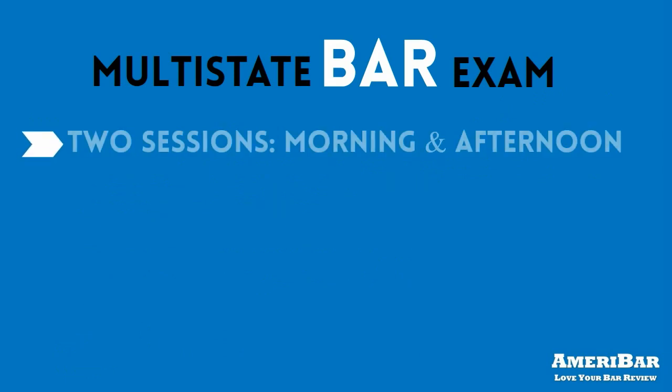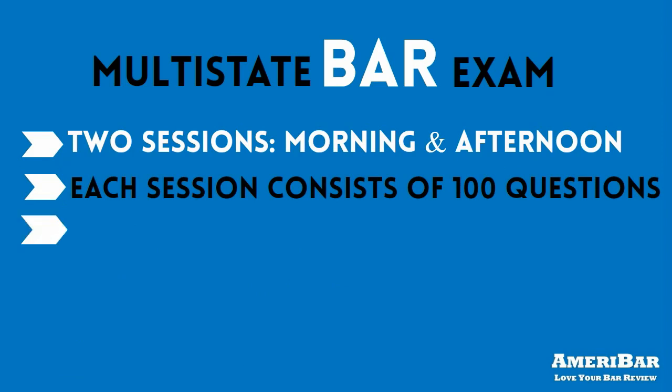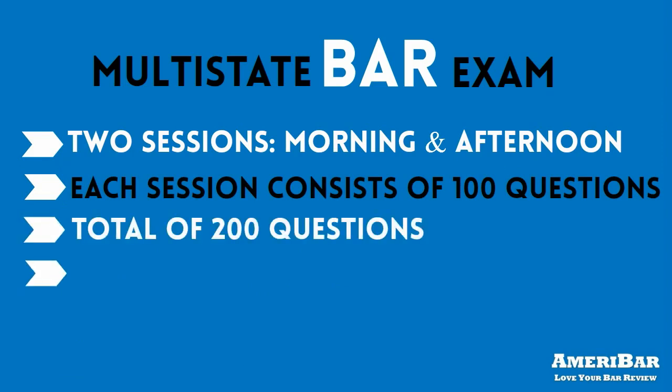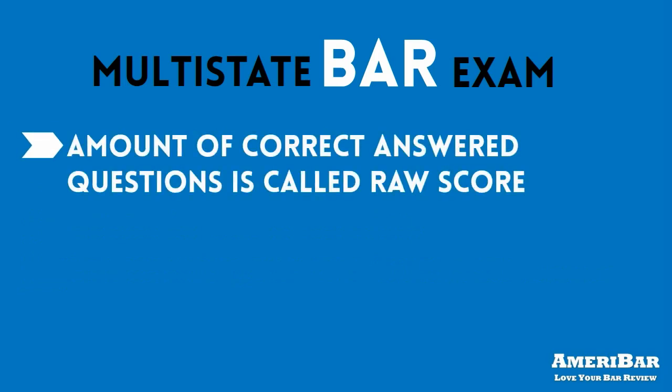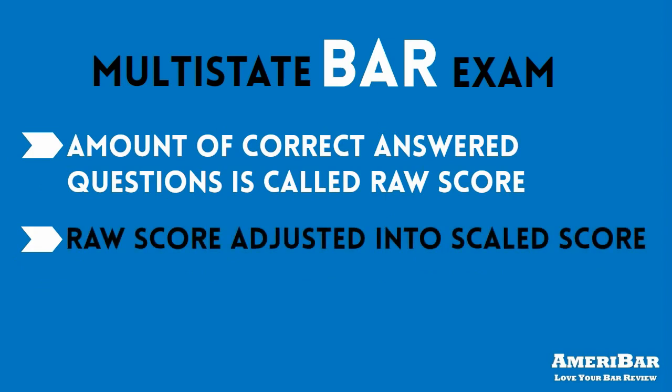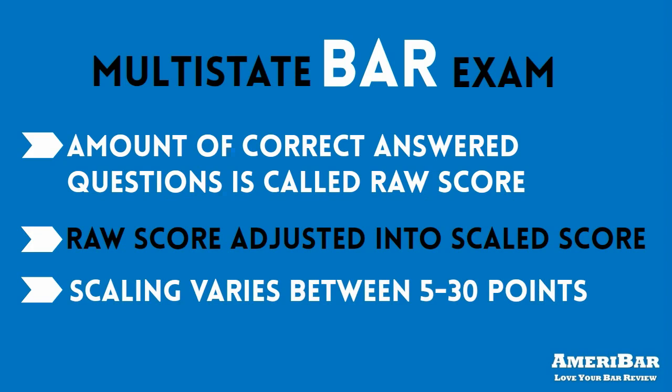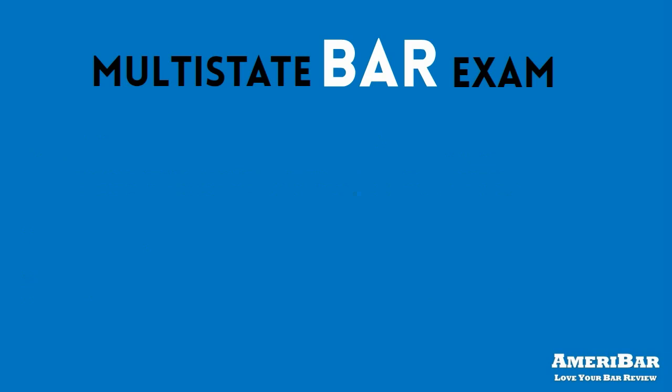The MBE is split into 2 sessions, morning and afternoon. Each session consists of 100 questions, for a total of 200 questions. Of the 200 questions, 175 questions count toward your MBE score. The amount of questions you answer correctly is called your raw score. Your raw score is then adjusted into a scaled score. Scaling varies depending upon the difficulty of the exam, but can range anywhere from 5 to 30 points and may even occasionally fall outside this range.